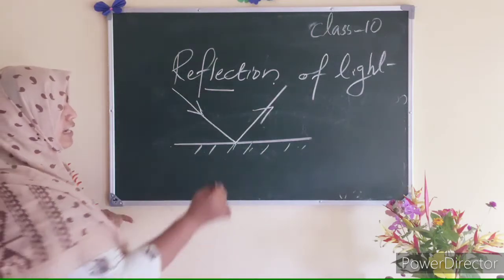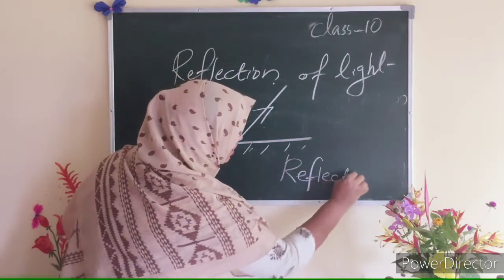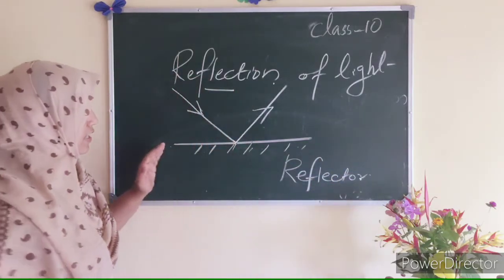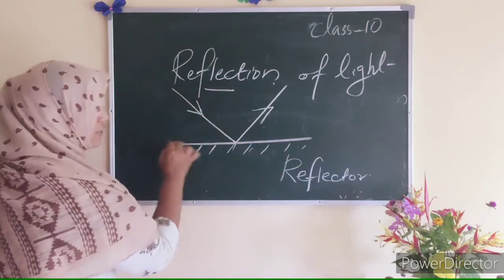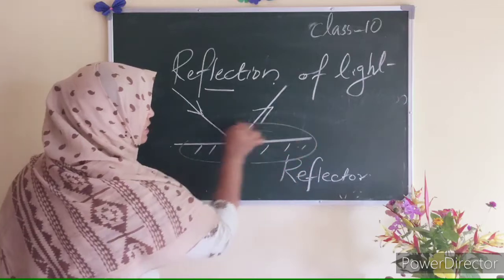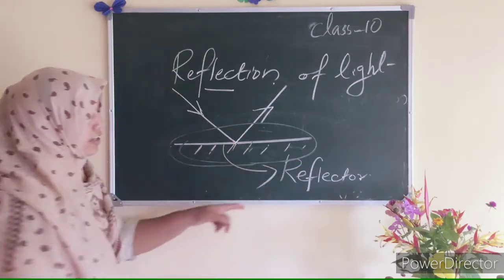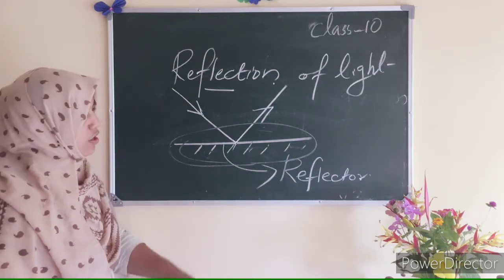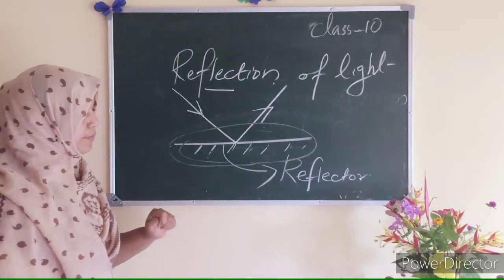And here another term is reflector. A surface which reflects the light is known as reflector. So, two terms studied: reflection of light and reflector.